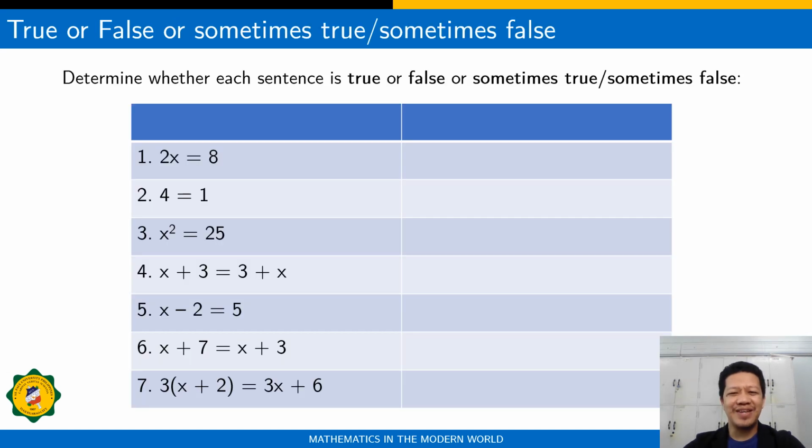Let us try this exercise. Determine whether each sentence is true, false, or sometimes true, sometimes false. You may pause this video and try to answer the following items.